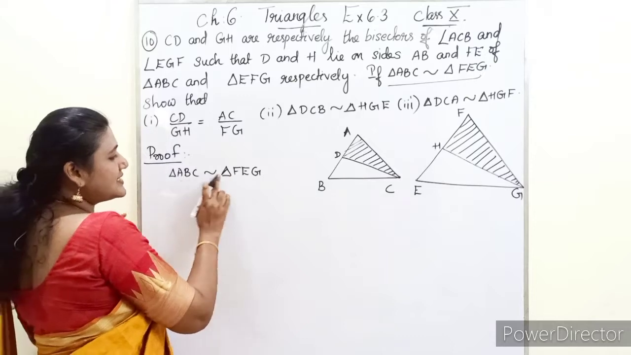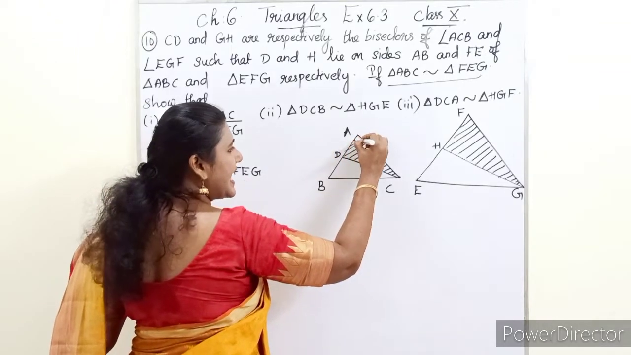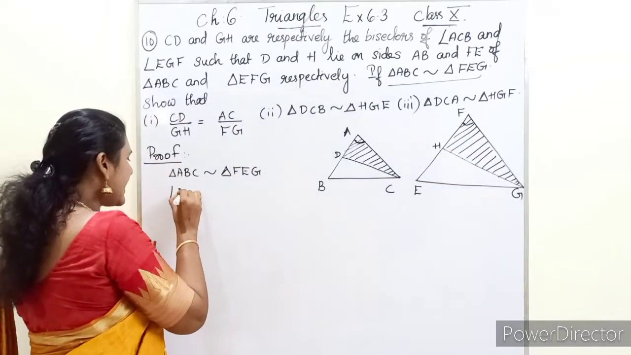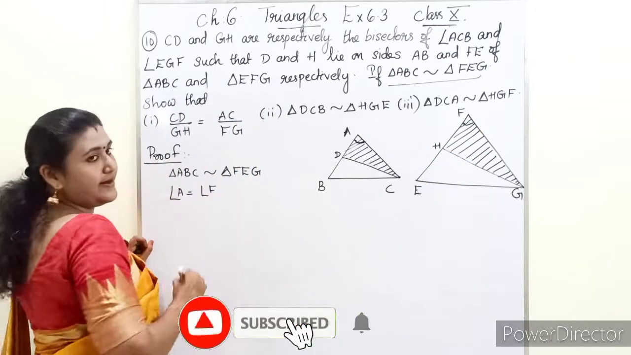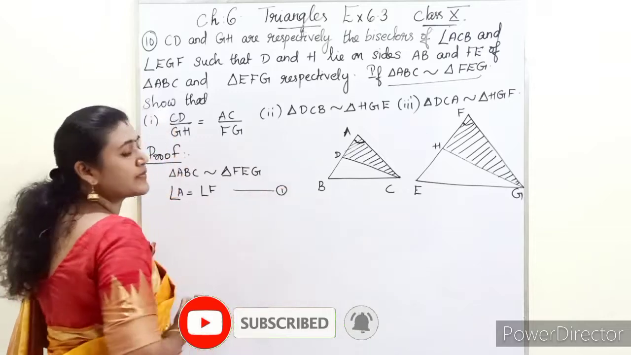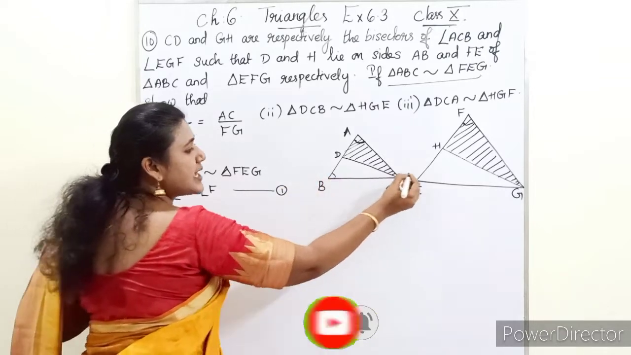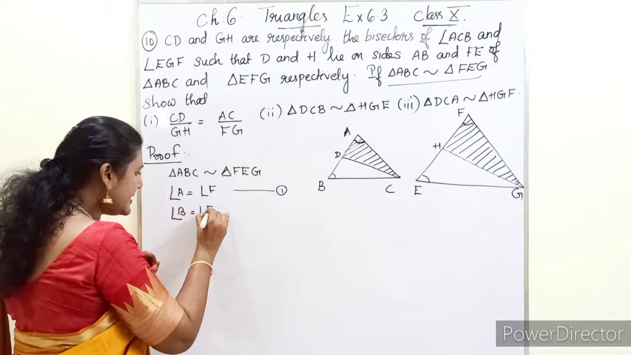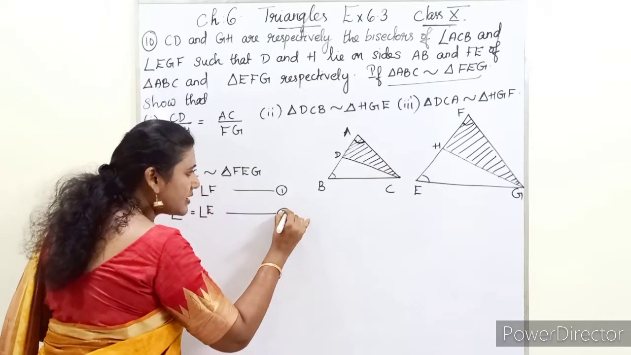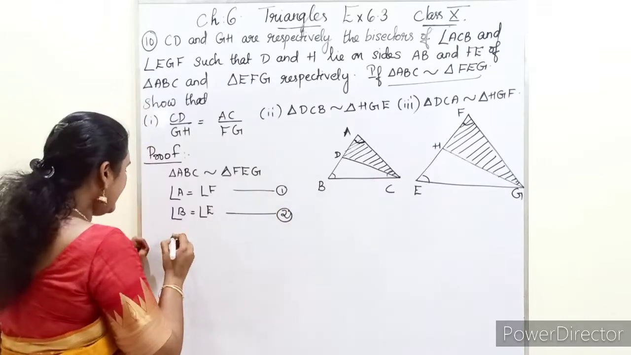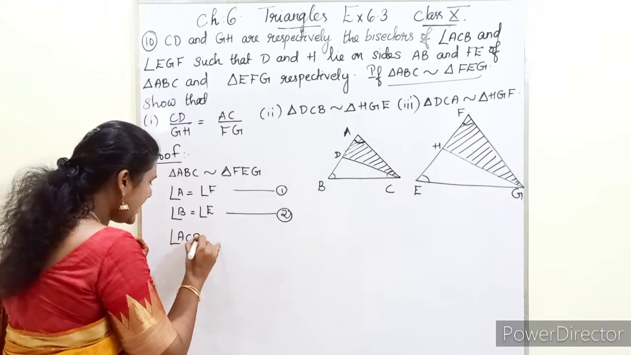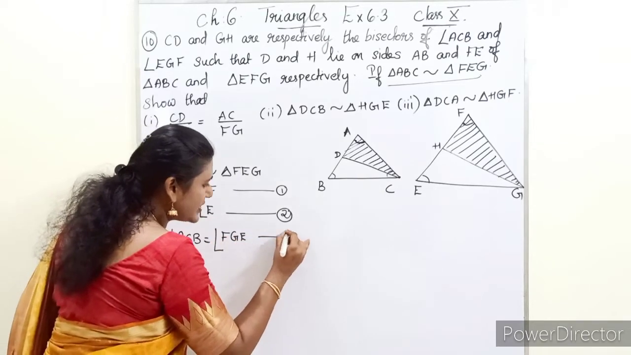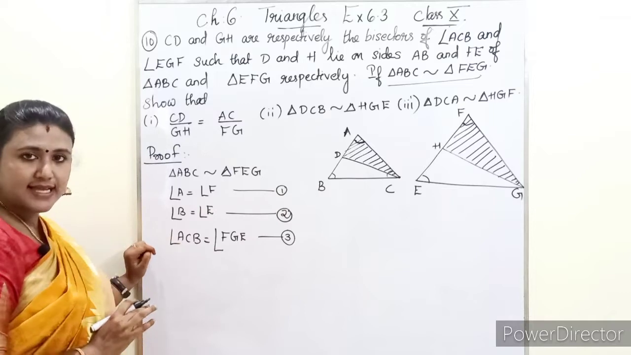Since these two triangles are similar, we can write angle A is equal to angle F. This is the first equation. Then angle B is equal to angle E. This is the second equation. Now the third angle, angle ACB, is equal to angle FGE. This is the third equation. So we got that all three angles are equal.